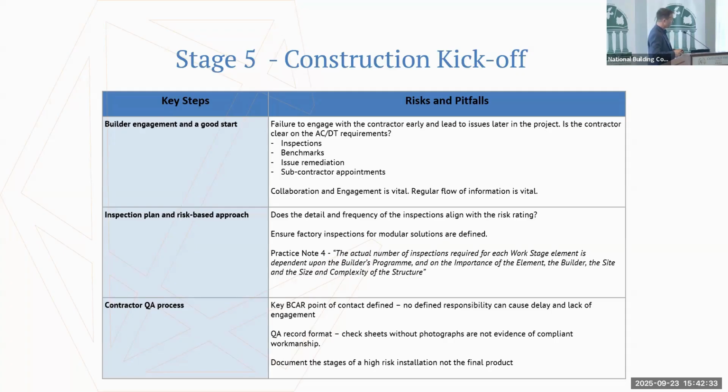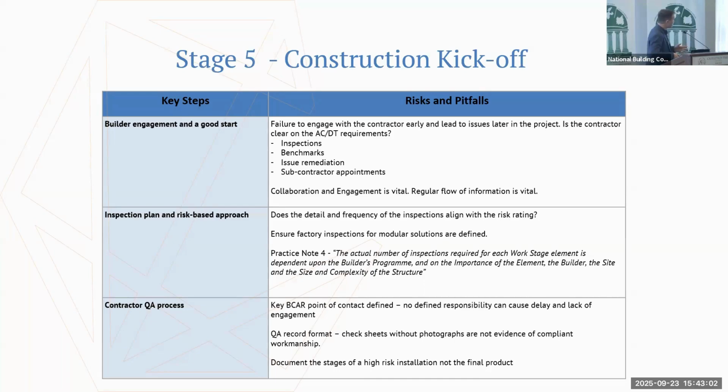And then having this conversation as well, ongoing, about subcontractor appointments. When you start the project, you don't know who's going to be appointed and for what. That will materialize as you go through the process, but it's important to keep on top of that as you go. So good and early collaboration and engagement is vital. You're going to be working with this team for 18, 24 months. It's important to get off to a good start.